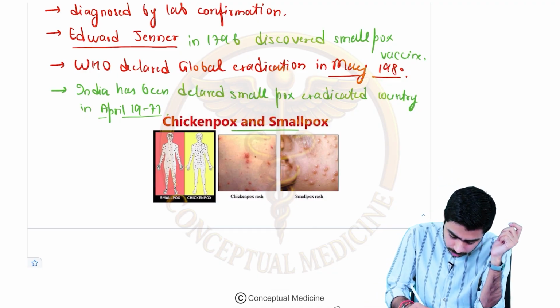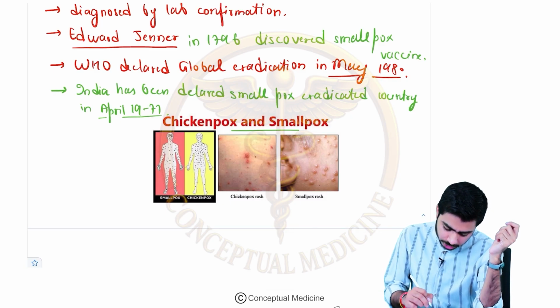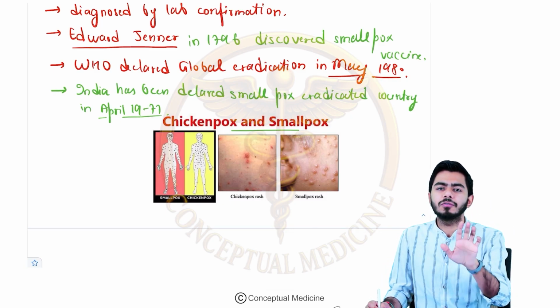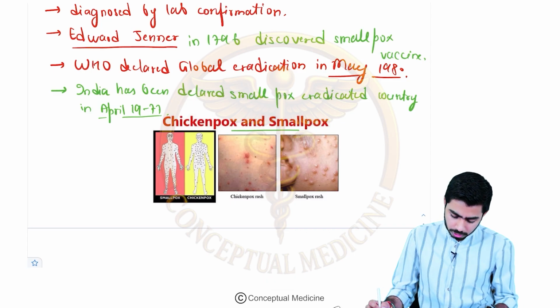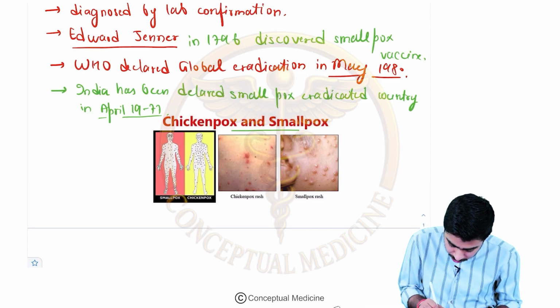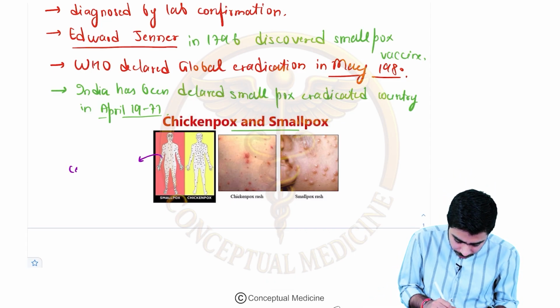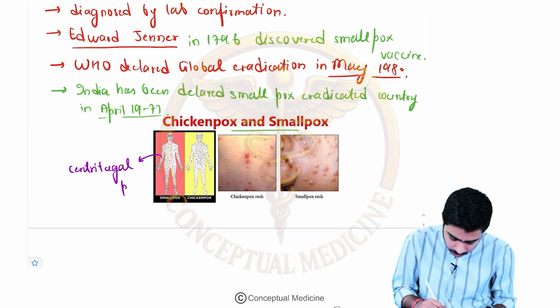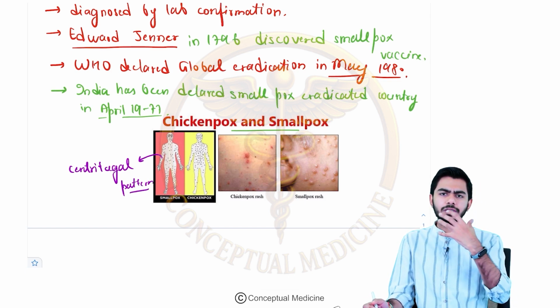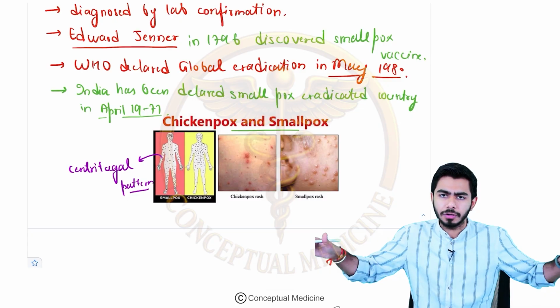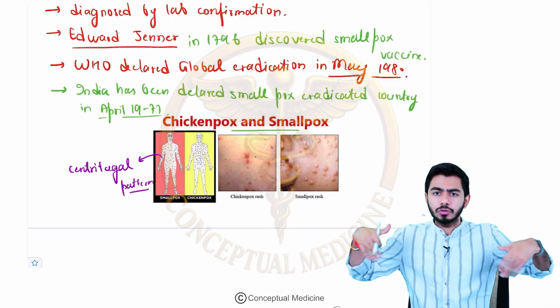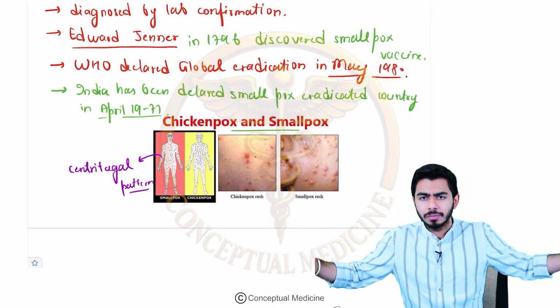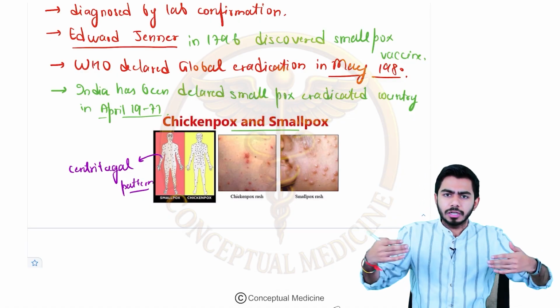What you can see here is that in smallpox you are seeing the centrifugal pattern. So this kind of pattern is called the centrifugal pattern. Now what do I mean by centrifugal pattern rash? It means the rash starts from the face but goes to the periphery. What do I mean by periphery, guys? By periphery I mean the upper limbs and the lower limbs.